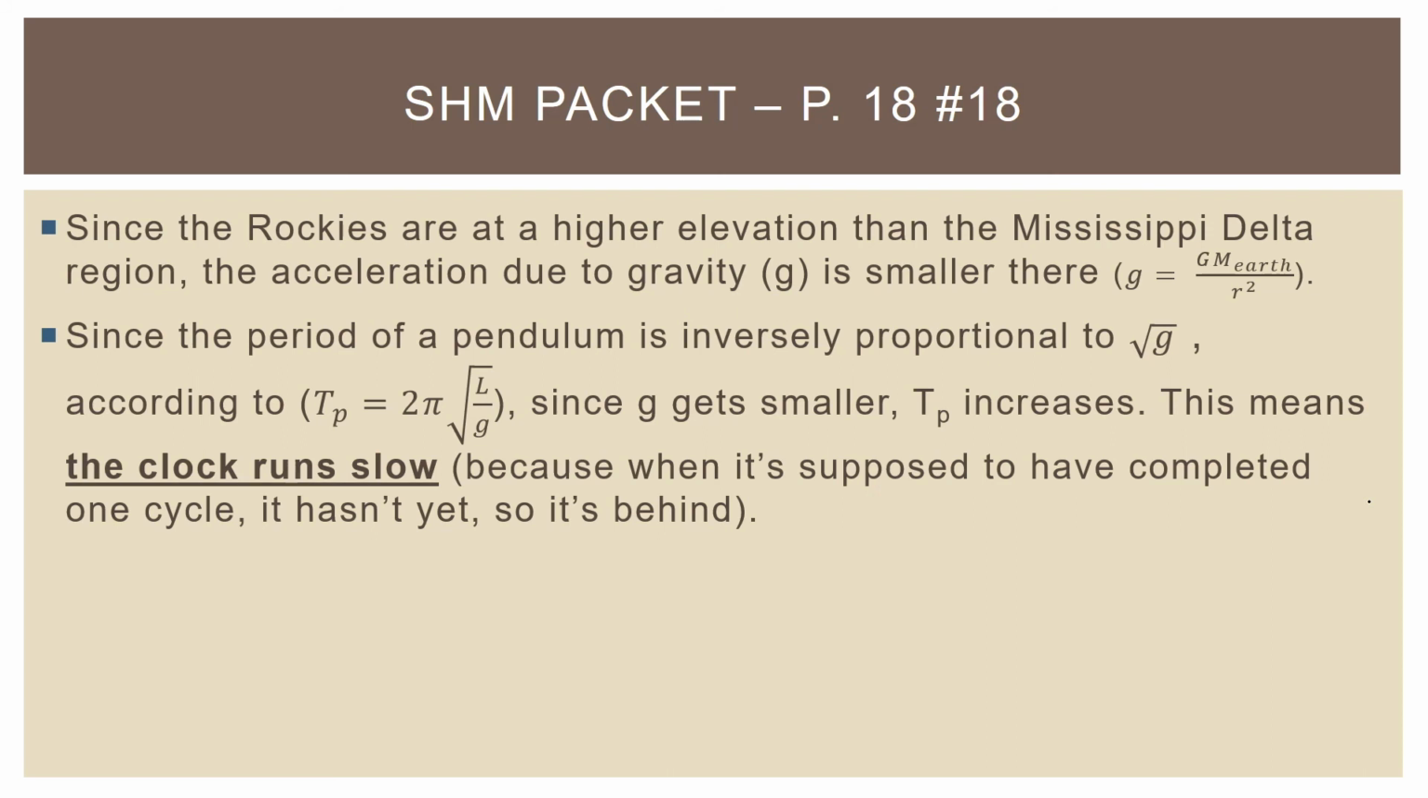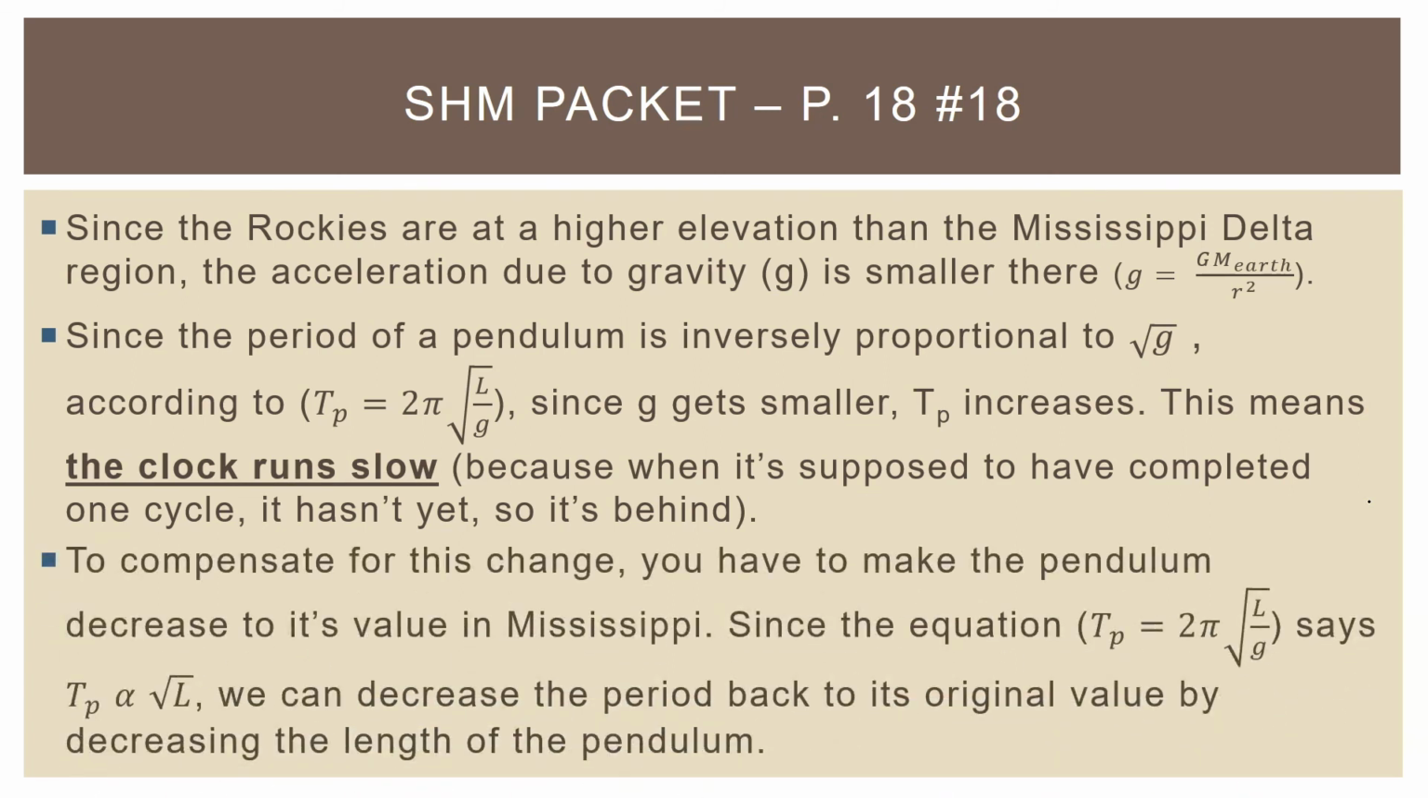Now the question is, well, how are we going to compensate for this? Well, to compensate for this, we want to make the period 1 second again. And so to compensate for this change, you have to make the pendulum decrease its period to the value in Mississippi. Since the equation, period of a pendulum equals 2 pi square root L over g, says the period of the pendulum is directly proportional to the square root of the length, we can decrease the period back to its original value by decreasing the length of the pendulum. And the factor we would decrease it by is the exact same factor the acceleration due to gravity increased by when we went from the Mississippi Delta to the mountains. Take a second to pause this video here and write that down. And when you hit play, we'll move on.